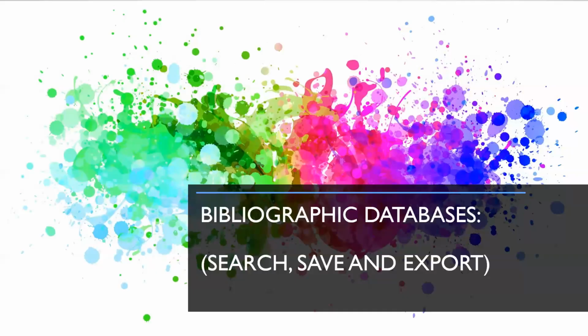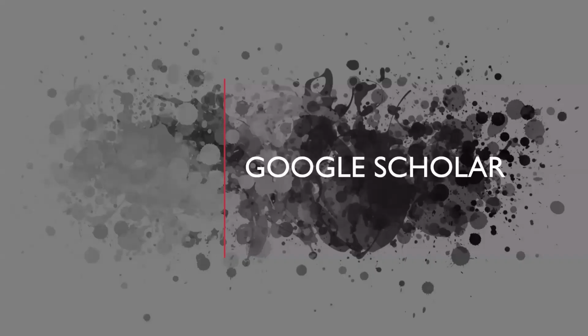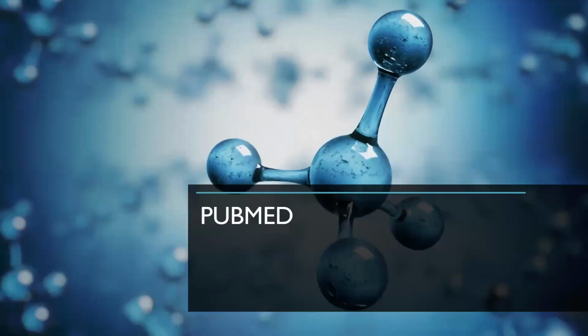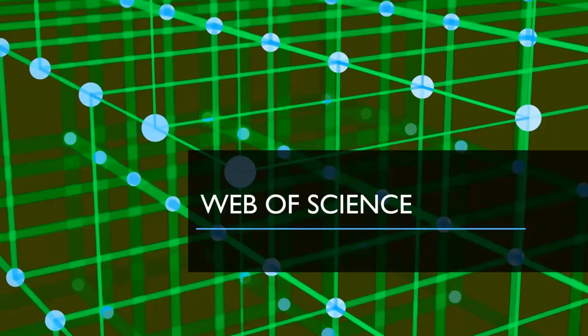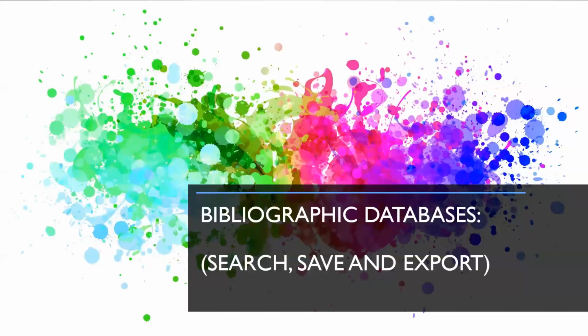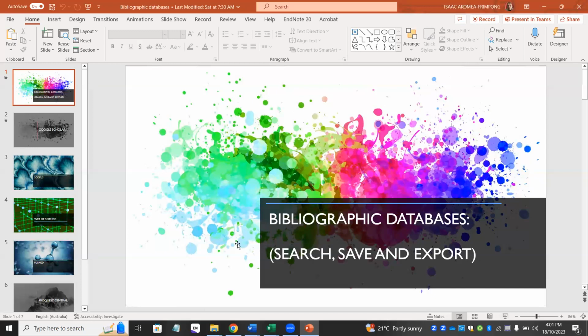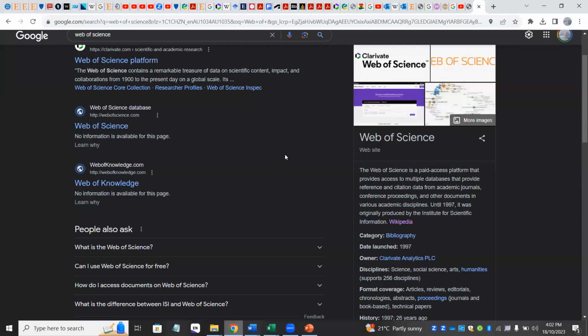So this is what we did the other time. The other time, we looked at Scopus and we also looked at Google Scholar. So today I'll take you through Web of Science, how to save and export the data. So let's go back to the Google Scholar, normal Google search results.